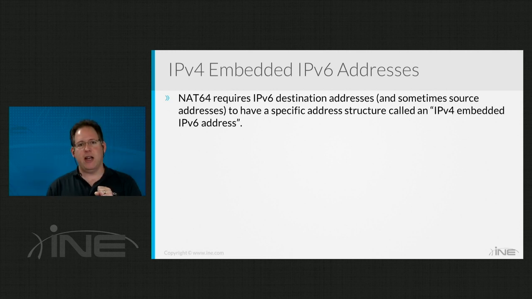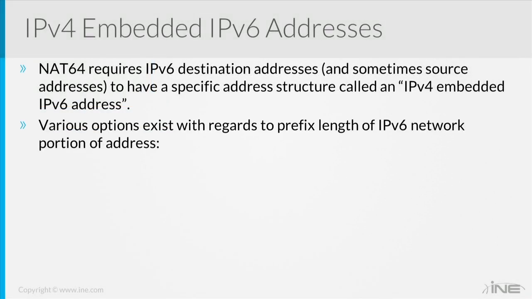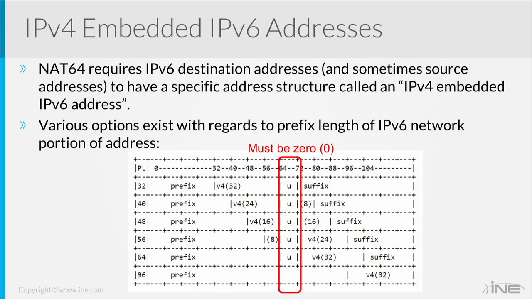That's stateful information. NAT64, there is a stateful NAT64, but there's also a stateless NAT64. And if you're going to be doing stateless NAT64, you have to use these embedded addresses where the IPv4 address is part of the IPv6 address. So let's continue on with that. So as far as the IPv6 addresses, here you go.